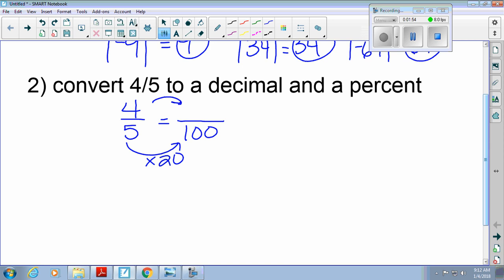All right, so do the same thing to the top to keep it proportionate. 4 times 20 is 80. So we still haven't turned that into a decimal or a percent, so what do we need to do now? You need to put 0.80.